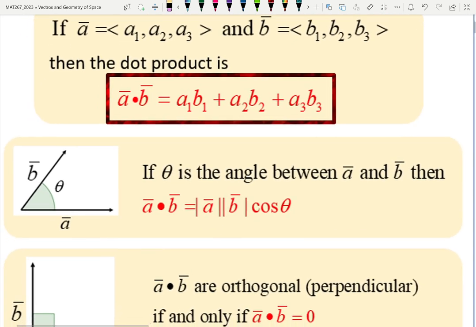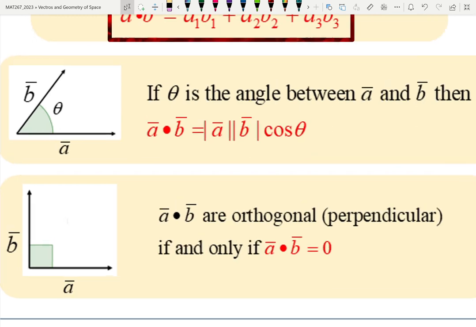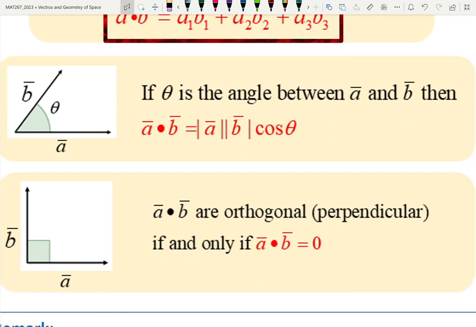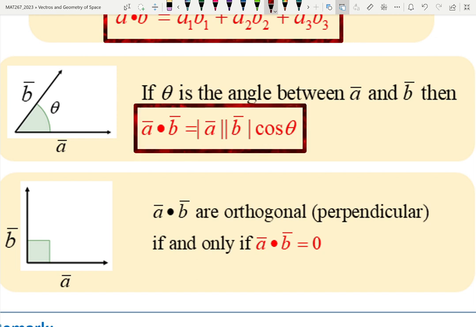Let's see 2 more formulas. With this dot product, it will be easy to do 2 things. To find the angle between vectors. Not as theta, but as cosine theta, but whatever. Let's write down, if theta is the angle between A and B, then dot product gives you absolute value of A times absolute value of B times cosine theta. What does this absolute value of A and absolute value of B mean? Do you remember? Vector length, magnitude. Those are synonyms. Vector length, magnitude, size of the vector.